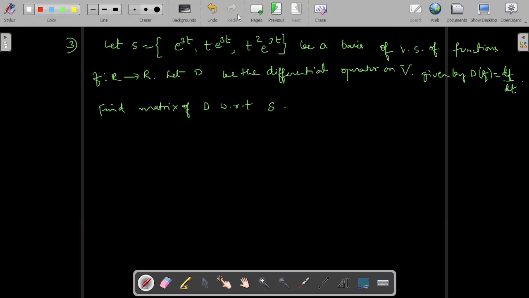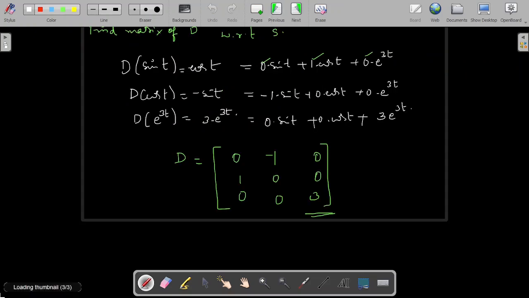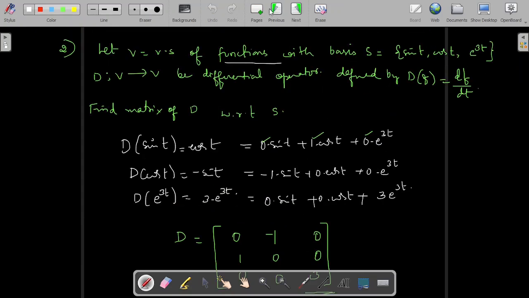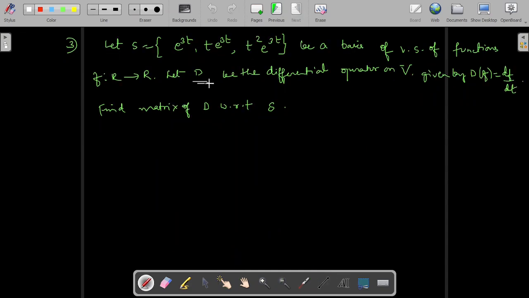Yes. See, third problem, let S equal to, this is now the basis. The basis is given, where V is a vector space of functions from R to R. D is the differential operator on R, which is given by D f equals df by dt. You have to find the matrix of D with respect to this basis. This is a different basis. Earlier you had the basis sin t, cos t and e to the power 3t. Now they have given a different basis for the space of functions from R to R, and the linear transformation is the differential operator.